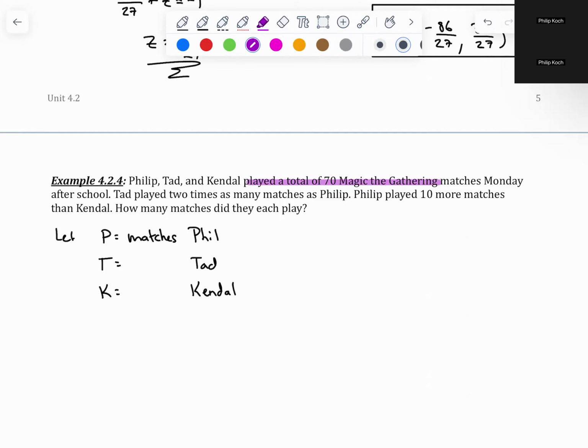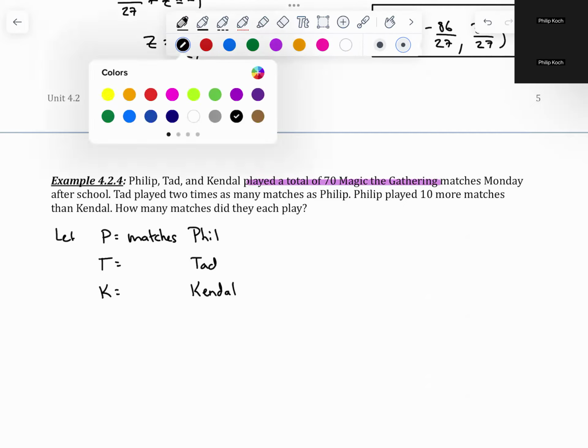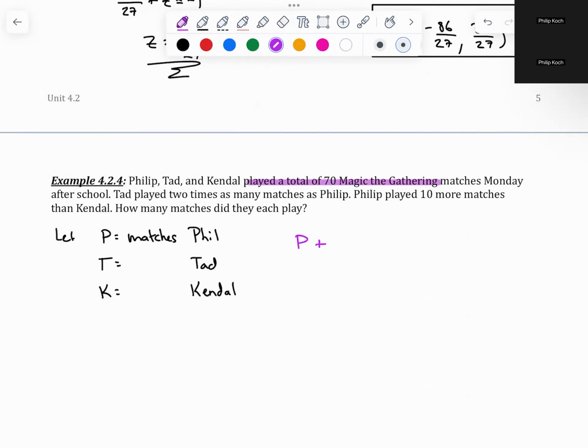Anyways, so that first thing is the fact that they play 70 games together. That tells me that if I add up the matches from Phil plus the matches of Tad plus the matches of Kendall, that'll equal a total of 70.